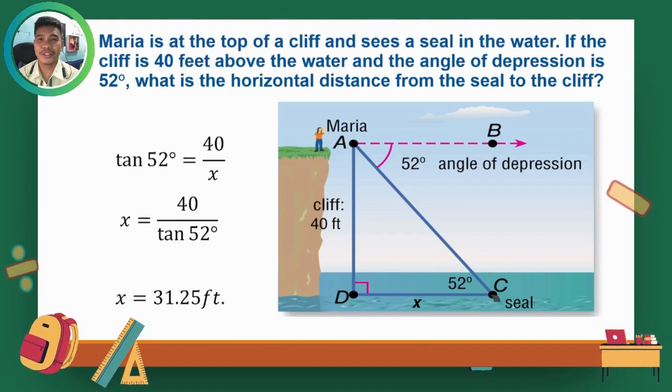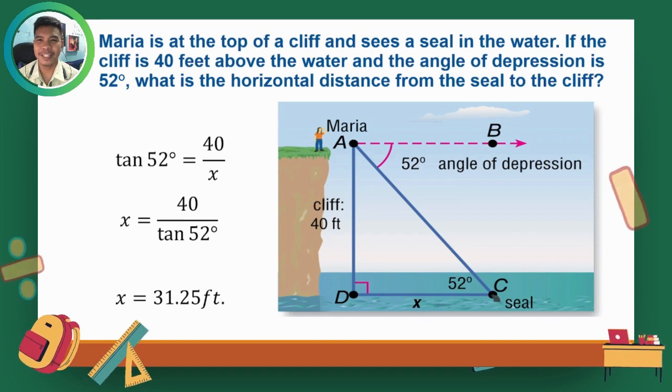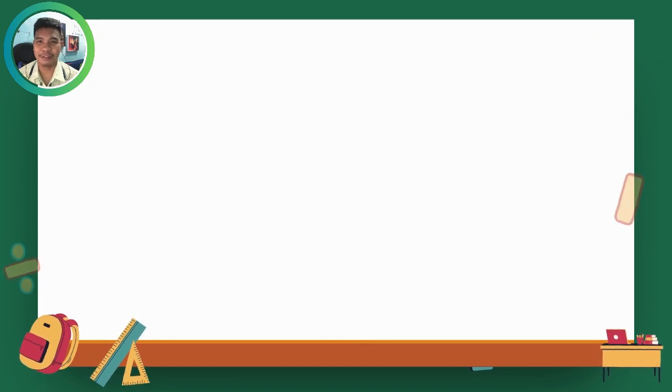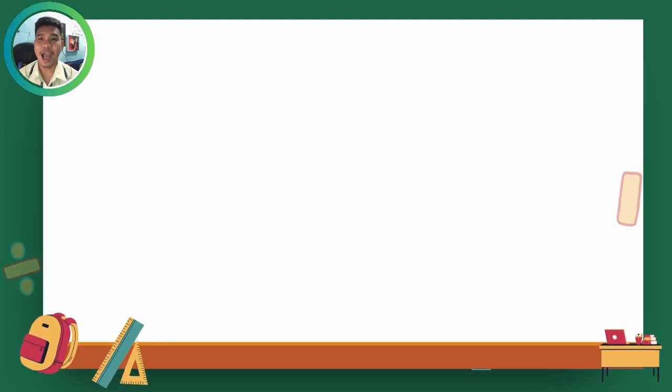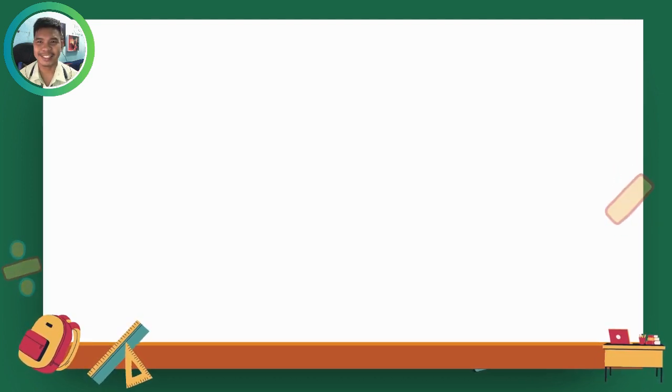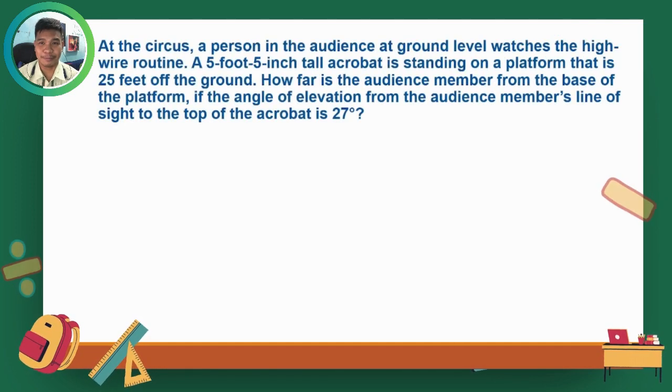We are now ready to solve more problems involving angle of elevations and depression. But for now, let us have a group activity. You are to form 5 groups with 8 members and solve for the following problems. Each group will present their solutions after 5 minutes. Are you ready? Here is the first problem.